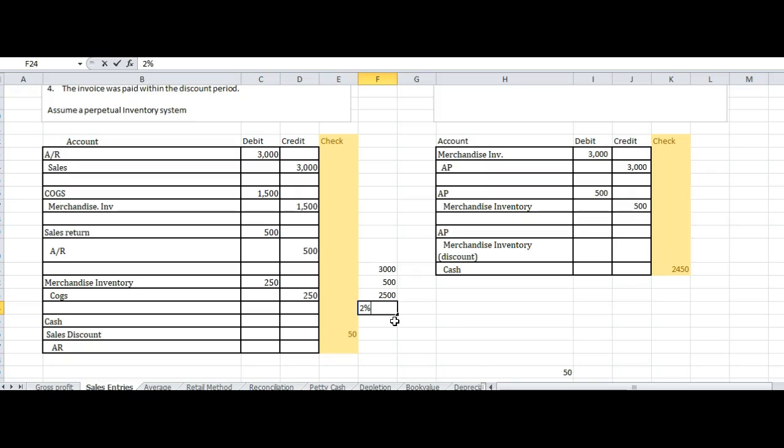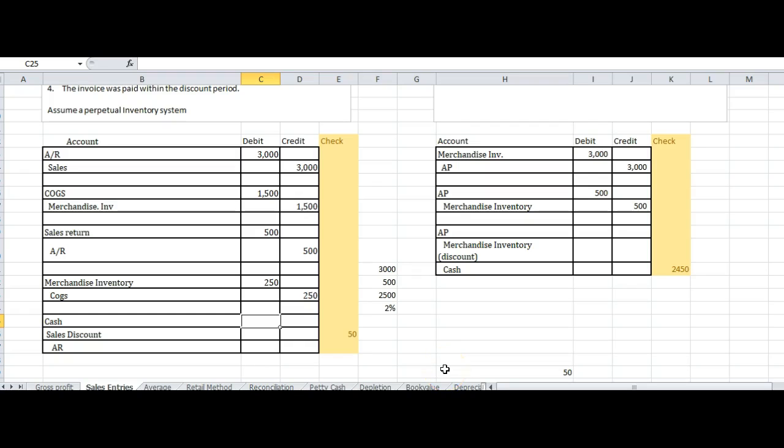Now that you have things set up, all you have to do is multiply things up. And I've given you a check figure. The sales discount is $50. Okay, so that goes there. The accounts receivable is $2,500. What does that make the cash?